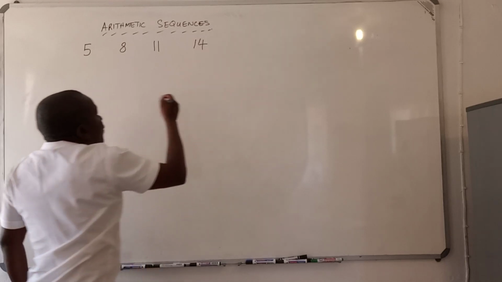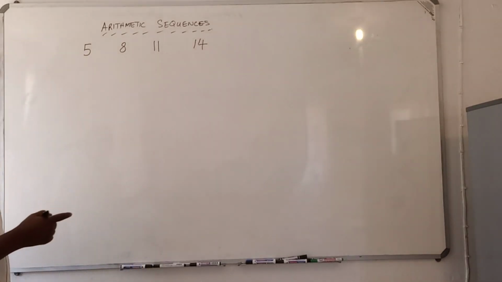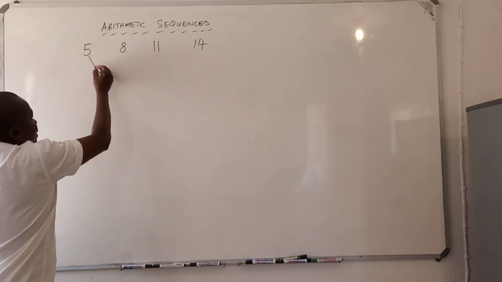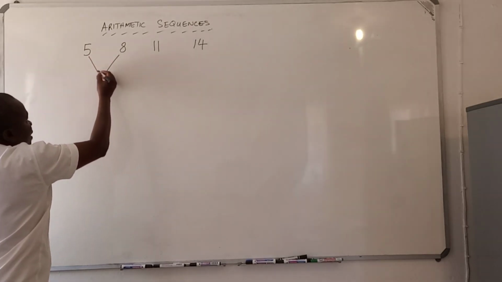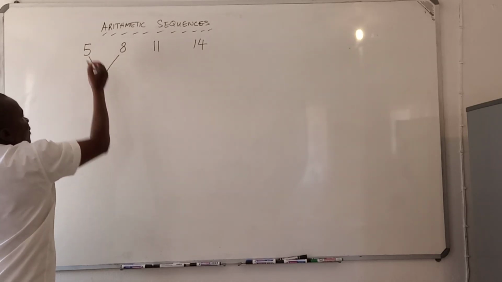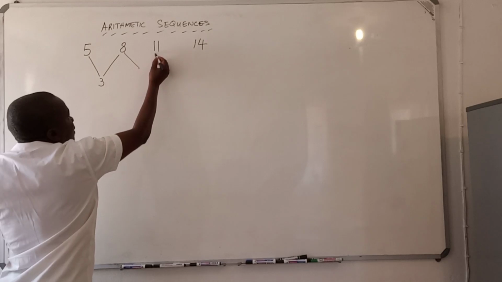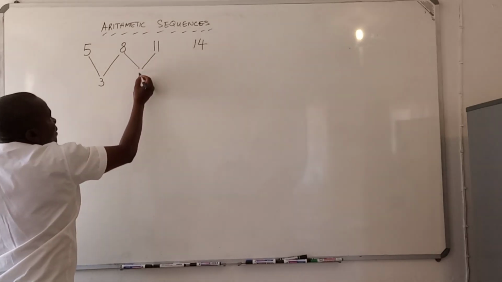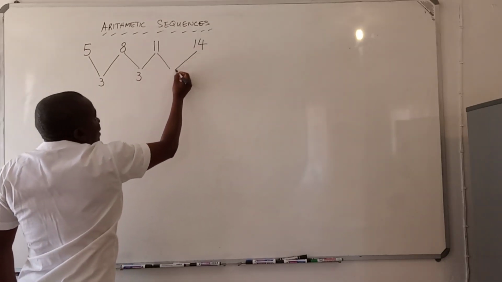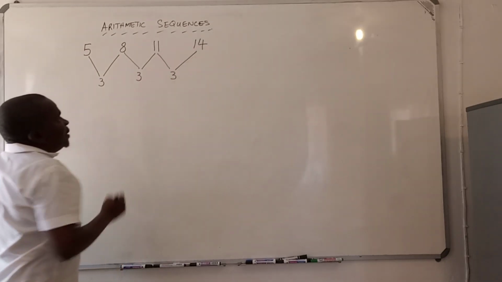14. So for it to be called an arithmetic sequence, the differences of the consecutive terms must be constant. Like 8 minus 5 is 3. 11 minus 8 is 3. 14 minus 11 is also 3.